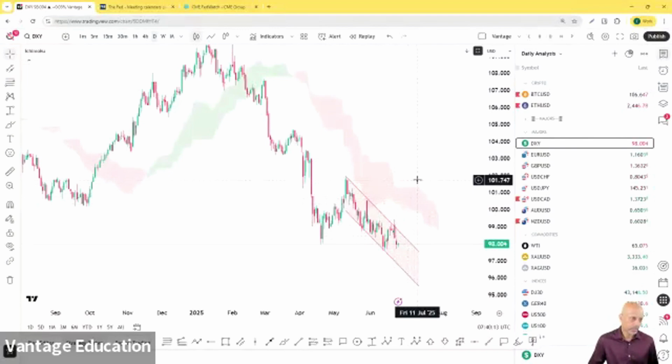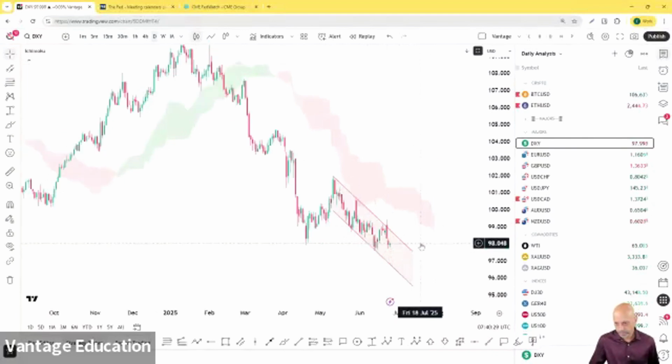But for now, based on the current US macroeconomic conditions and the projected trends, we can expect the dollar index to remain relatively depressed and is likely to continue to slide lower.